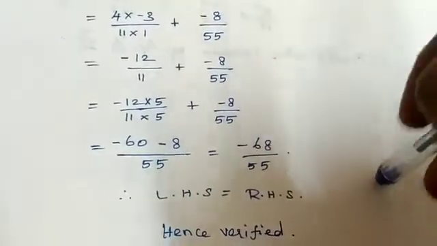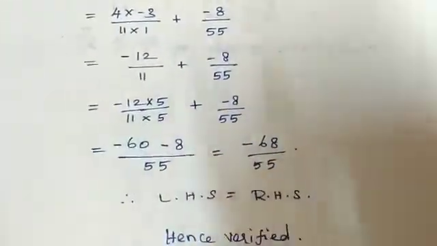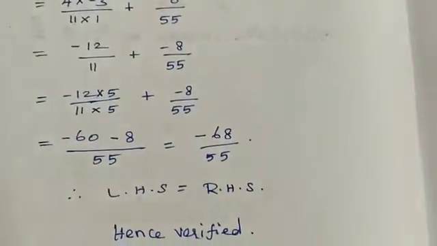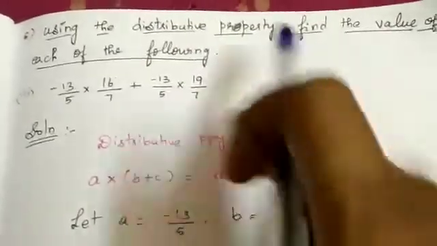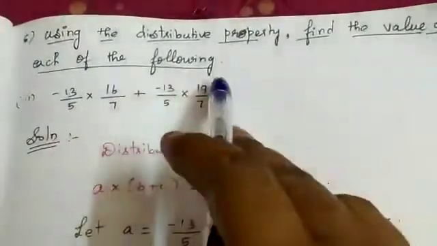Homework can also be done in the classwork itself. Everyone, please do the sums, take a photo, and send it back in the evening. Task completion time. The next one, sixth sum: using the distributive property, find the value of each of the following.